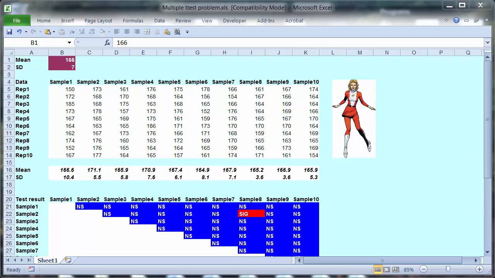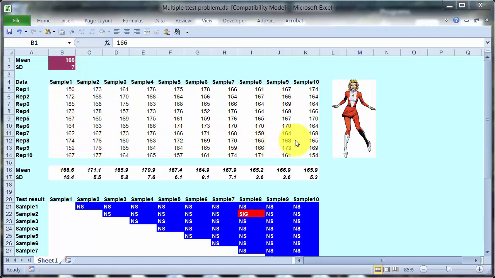To start with, I want to look at the problem of doing multiple t-tests to compare averages when we have more than two groups. So to start with, 166 is about the average height of Australian women with a standard deviation of 7. And I'm using those values to generate 10 samples of 10 women.